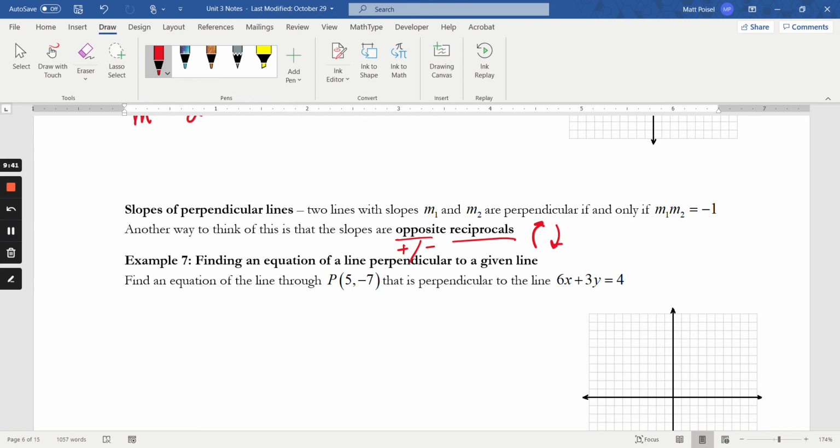Now, if you have two equations and if you have two slopes, an easy way to decide if they are perpendicular is just to multiply the two slopes. If you get negative 1 as an answer, then they are perpendicular.